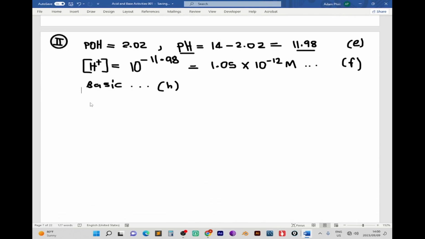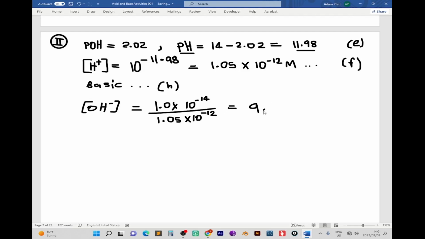Alright, so we go to H, we are done. So we go for G. We need the concentration of hydroxide. Once again, hydroxide will be 1.0 multiplied by 10 to the power negative 14, all divided by concentration of acid, which is 1.05 multiplied by 10 to the power negative 12. Using a calculator, that will give us 9.5 multiplied by 10 to the power negative 3. So that's once again molarity.